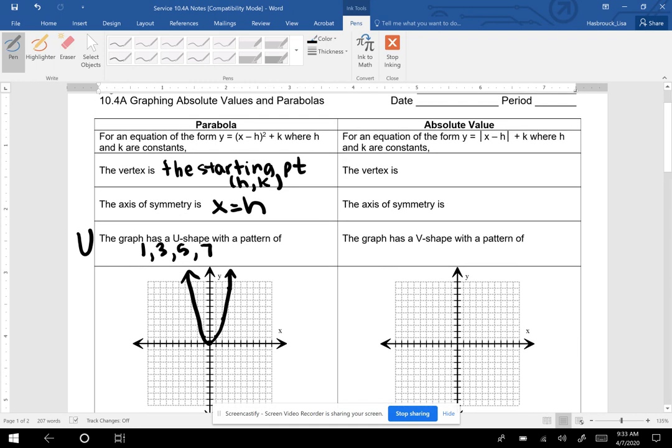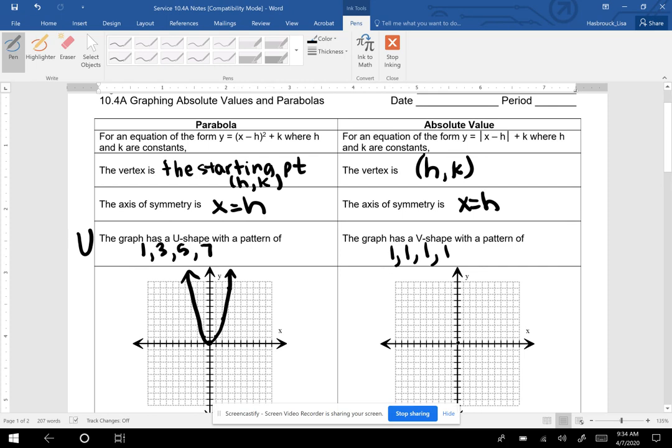Now, the other type of graph we're looking at is absolute value. It's very similar. The difference between parabola and absolute value equations is parabola is squared. Absolute value has the absolute value signs, no squared. Okay. Your vertex is still at h comma k. Your axis of symmetry is still x equals h. Now the difference is your pattern is going to be 1, 1, 1, 1.